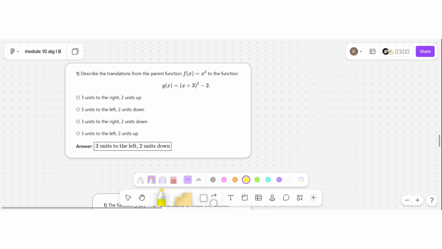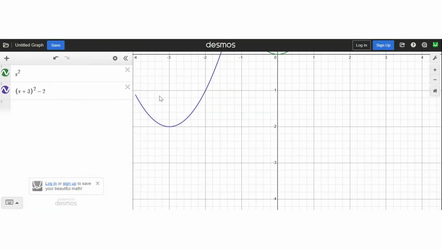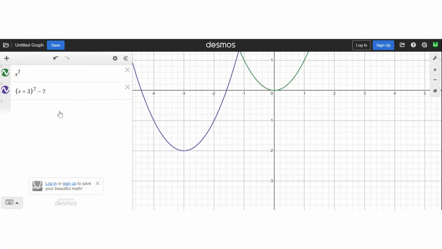Let's get started. The first one says describe the translation from the parent function to this function. So we have x to (x + 3)² − 2 and our four possible answers. So I went ahead and typed it in over here. Pause and get this typed in. We're going from the parent function, which is the green one, to this one in purple. So we need to see how we get to purple. So let's click.